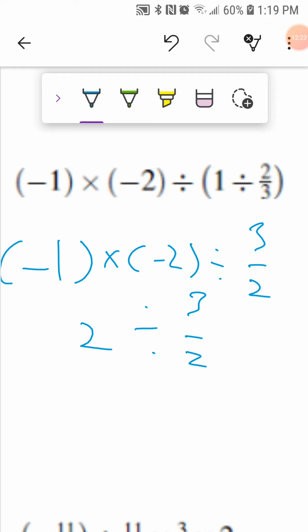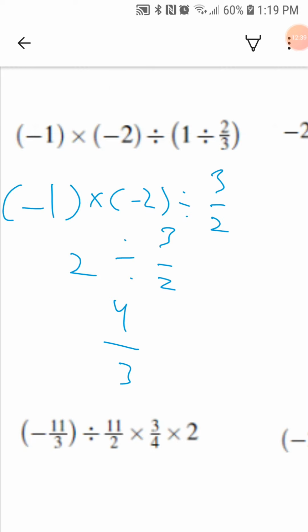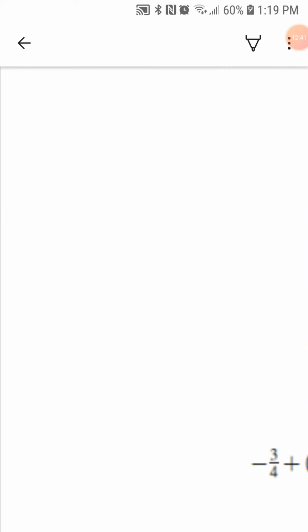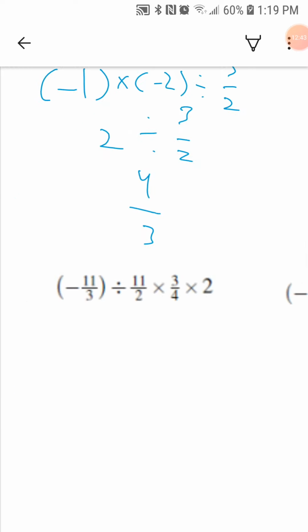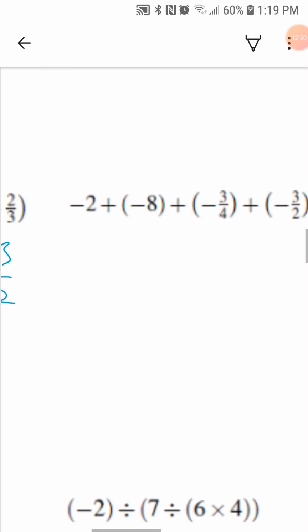So you're pretty much just multiplying the bottom. 2 of 1, so 2 times 2 is 4. 3 times 1 is just 3. So 4 out of 3. Or 1 1/3. Where are we now? Oh yeah. Okay, next.